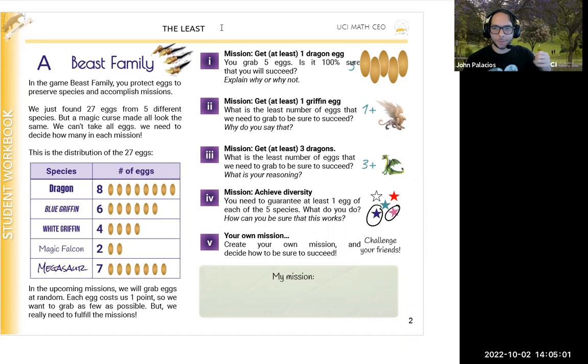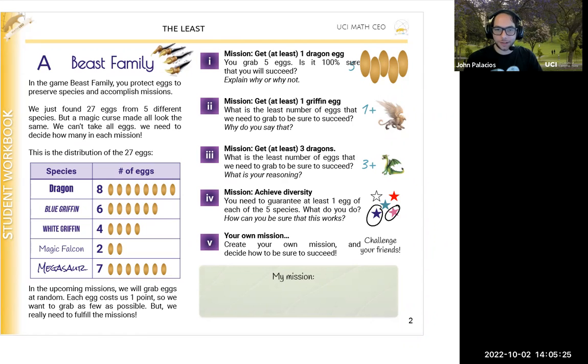And then if your students aren't sure, you can ask, what are the chances that when we grab 5 eggs, we don't get at least 1 dragon egg? And you can start exploring that together. That'll give you an idea of whether there's a probability of not succeeding, and that might be more illuminating for some students.